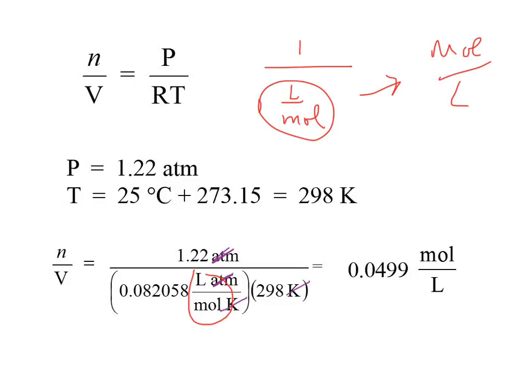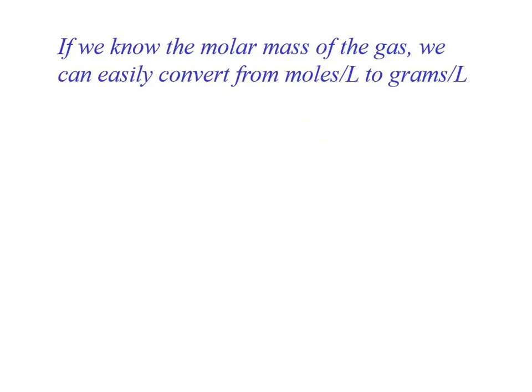Okay, so we're not done. That's not grams per liter. We need to get to grams per liter just using the molar mass of argon, and that's what I'm doing here on this slide. We basically piggyback from that, and I would probably put 0.0499 moles over 1 liter. Then if I want moles to cancel, I'll be left with grams, and this is dealing with argon.